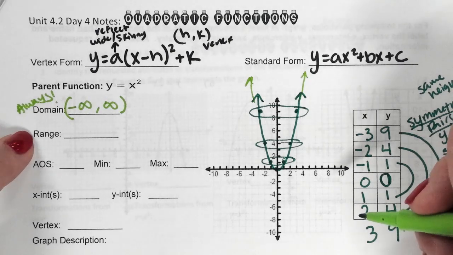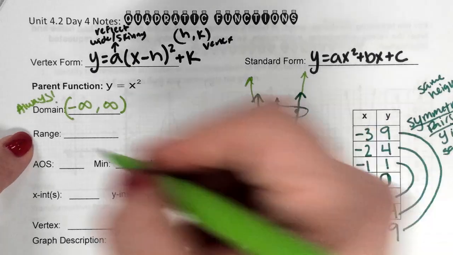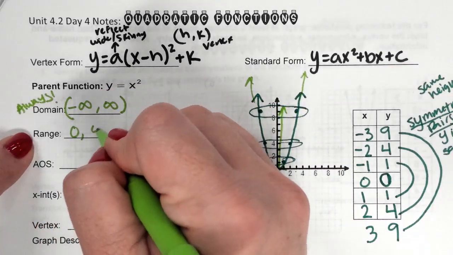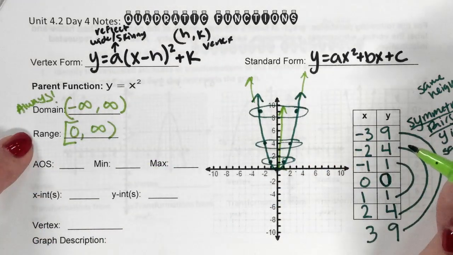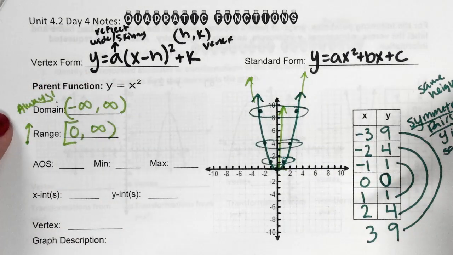Now range, what's the lowest this goes? 0. And what's the highest it goes? Up forever, so infinity. And remember, your number always gets a square bracket. So remember, range is your height, and it's your lowest to highest.